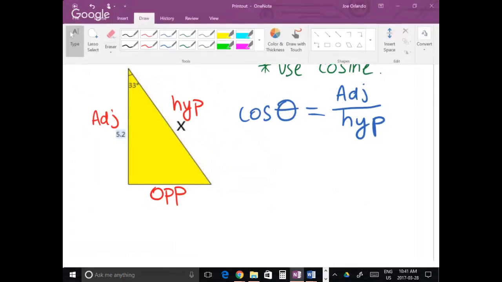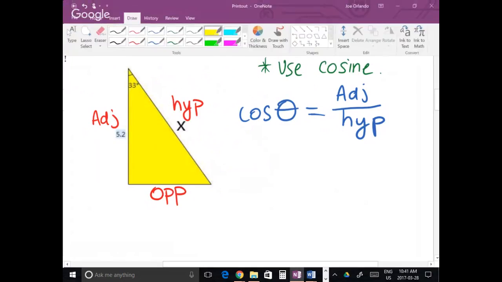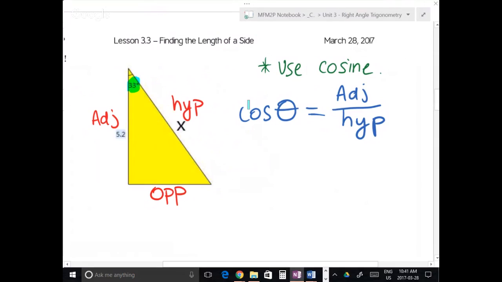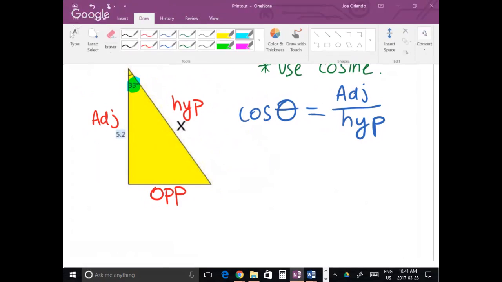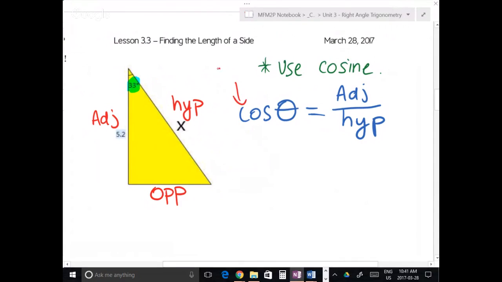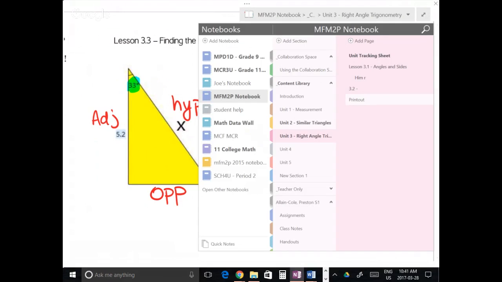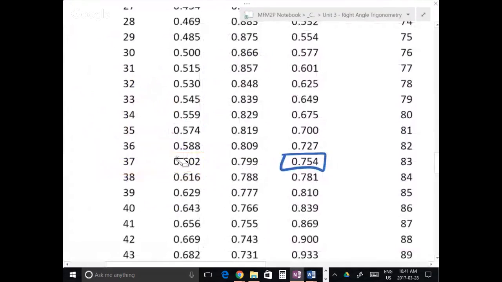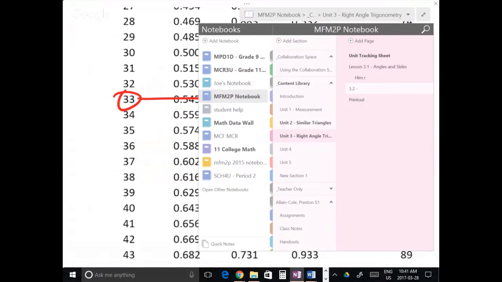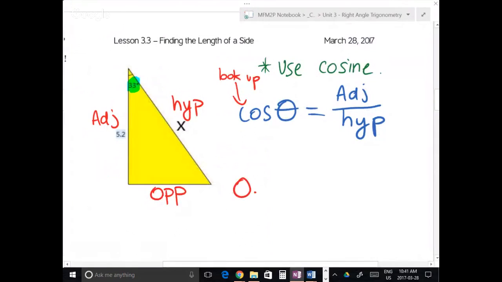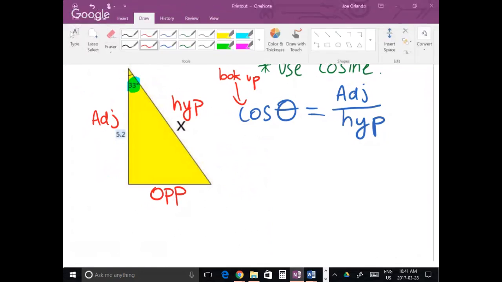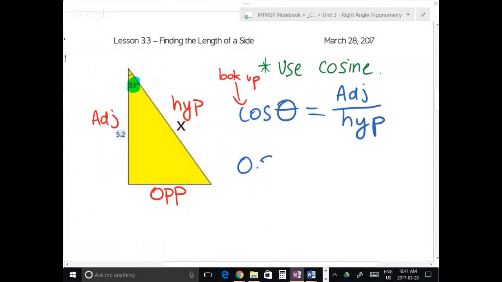Okay, now we know theta. Theta is 33. Can I look up its cos? Why not? So we're going to look this up. We're looking up 33, and we want to know its cosine, which is 0.839. Good. So it's a 0.839. Okay, and then what do I do on this side?